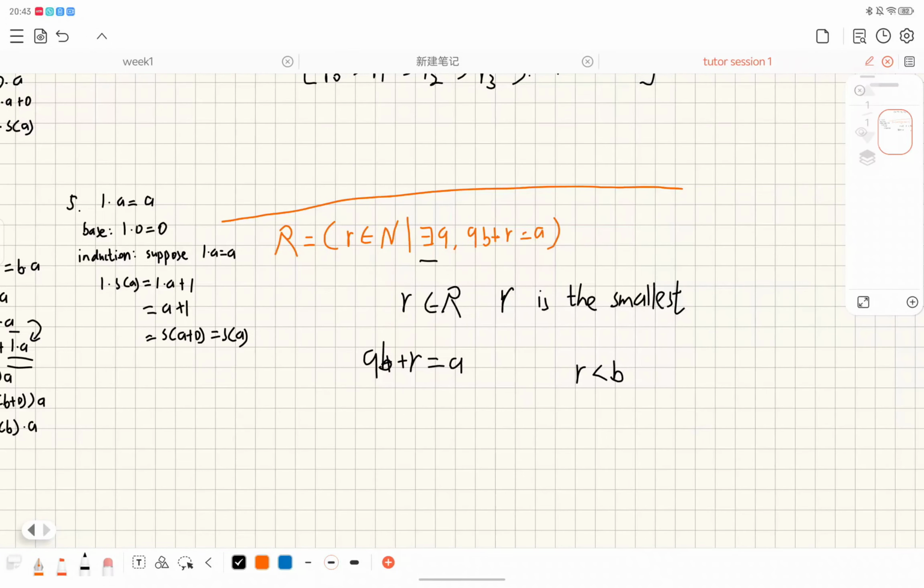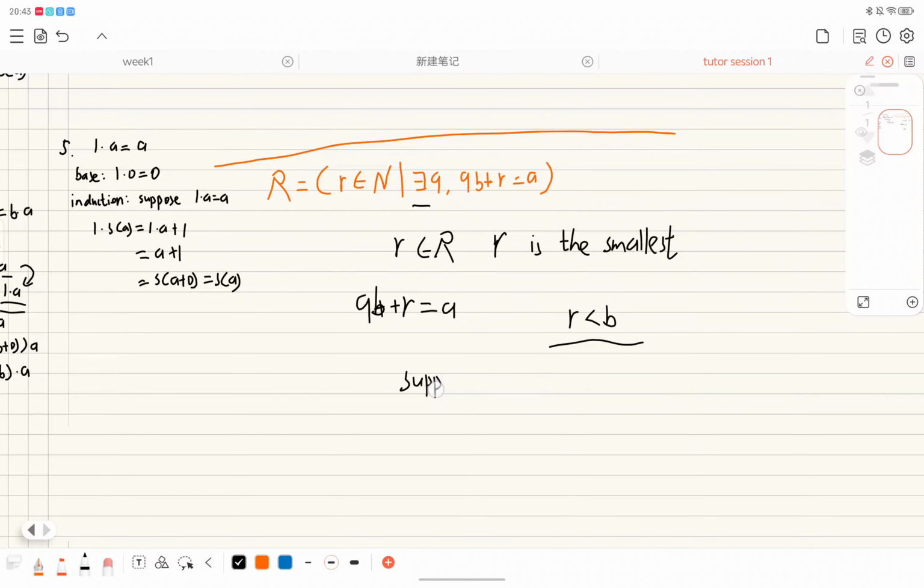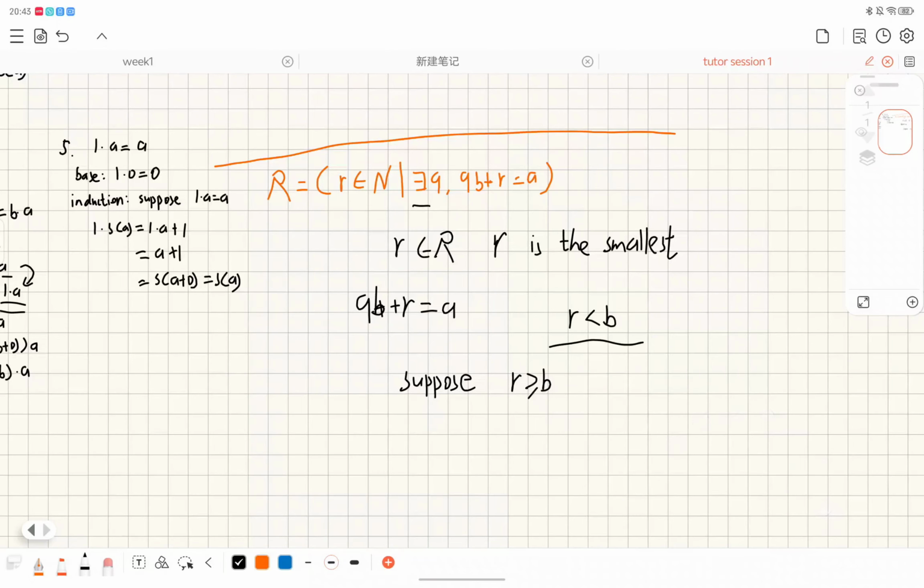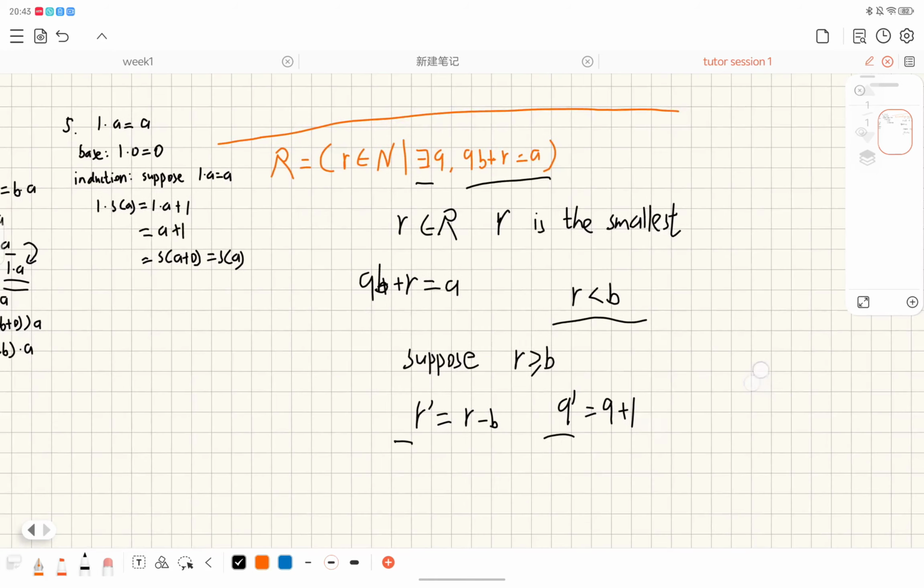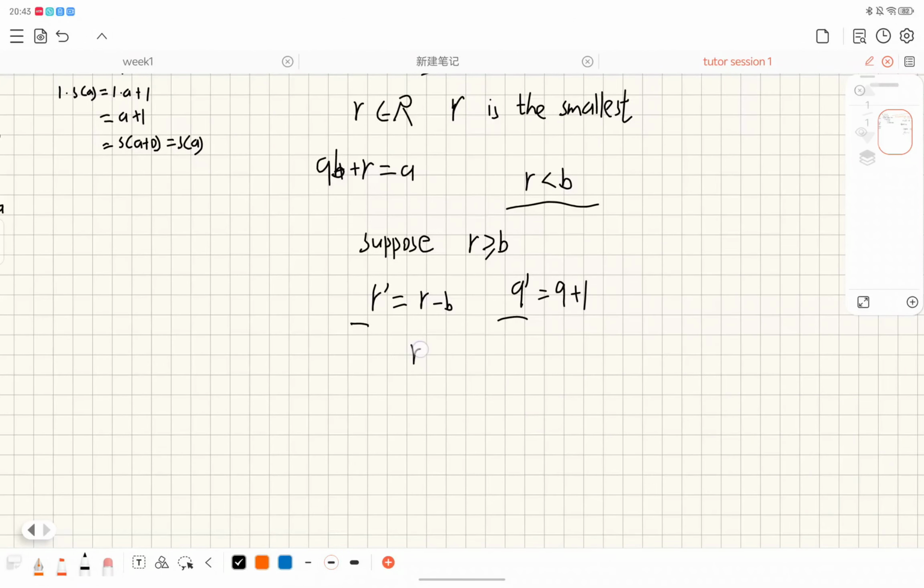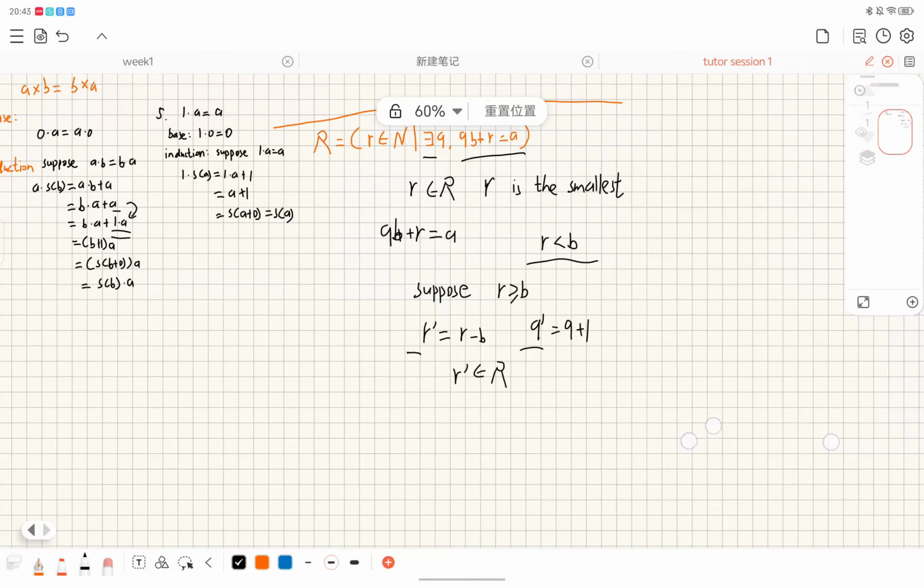So let's check. To prove this one, we just suppose R is larger than or equal to B. And we can construct another R prime equals R minus B, and Q prime equals Q plus 1. Here we just construct R_{i+1} and Q_{i+1}. So this R prime and Q prime will also satisfy this equation, which means R prime is also in R. But R prime is smaller than R, so R is not the smallest element here. This is a contradiction, so this supposition is wrong. And we got such an R smaller than B, and we have a Q here.